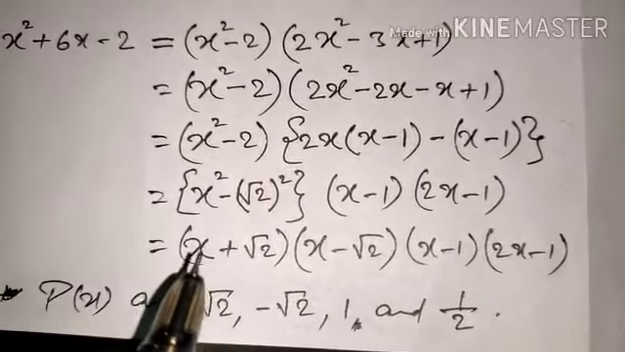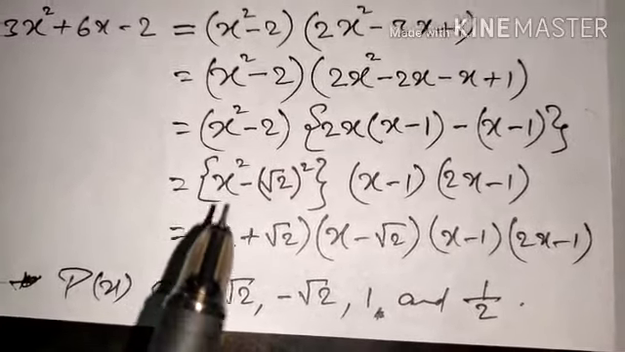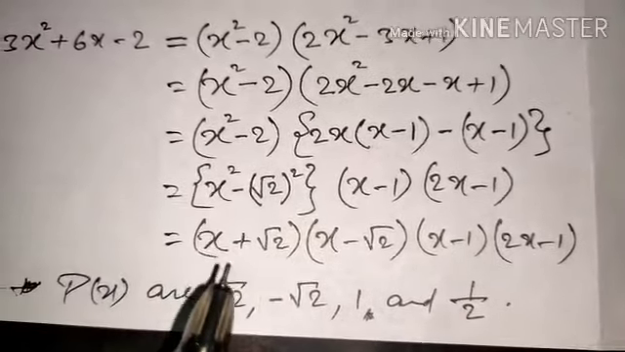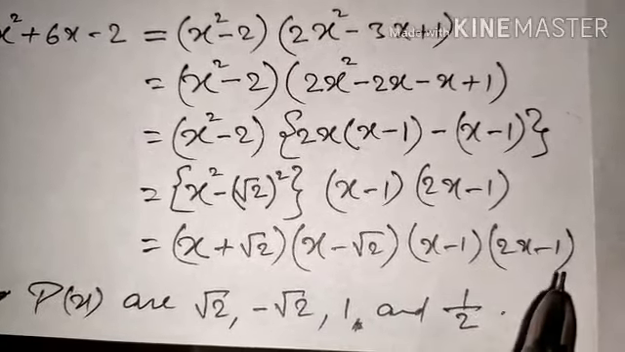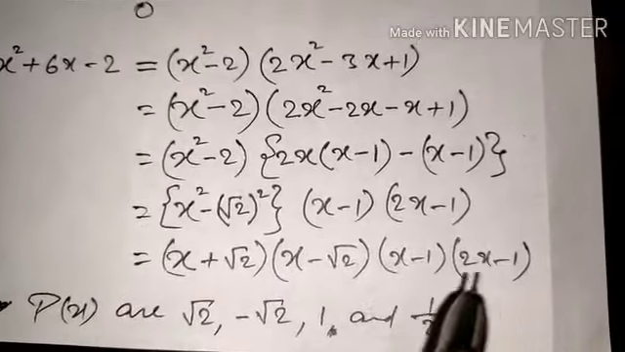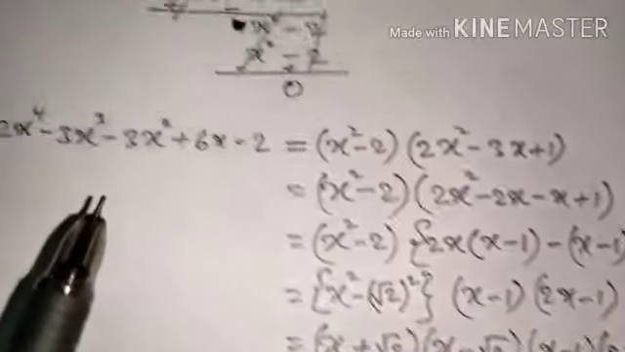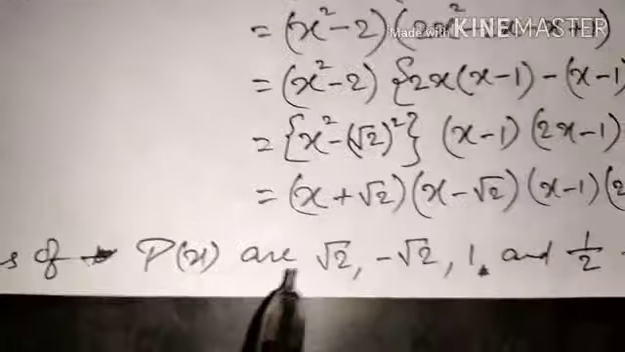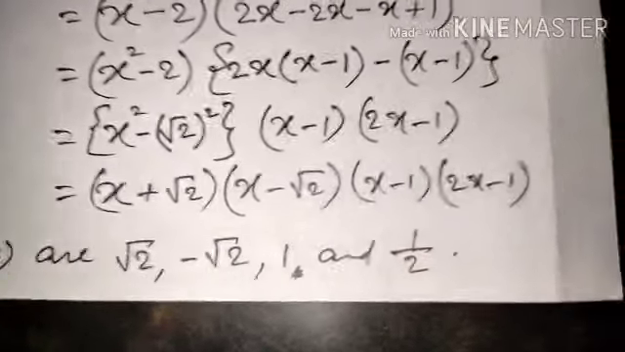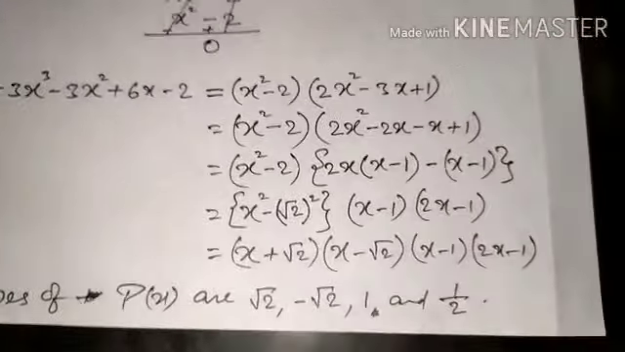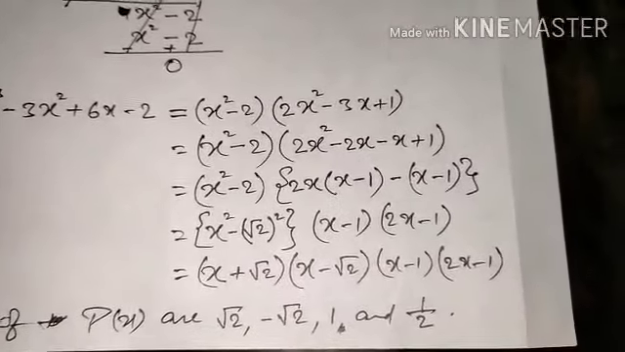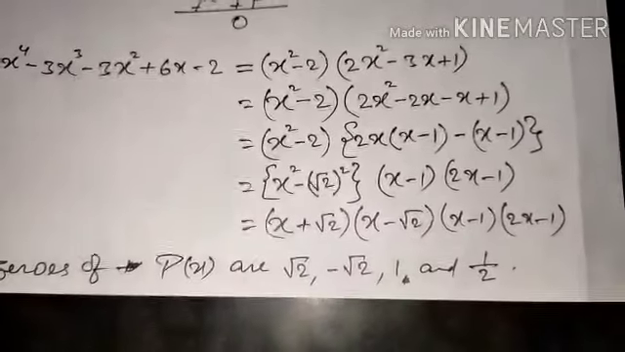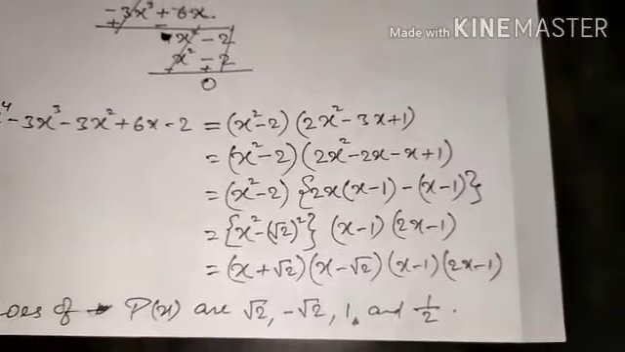Okay, so at last, factorizing this also, we'll get x plus root 2 into x minus root 2 into x minus 1 and 2x minus 1. So finally we got the four zeros of this expression, and all the zeros of p(x) are root 2, minus root 2, 1 and 1 by 2. So this is the end of this question. We have done its solution. This is a very easy thing. You can apply this method to other questions of this type also.